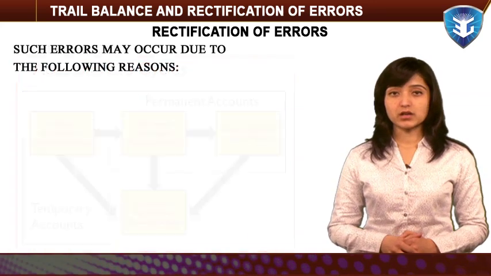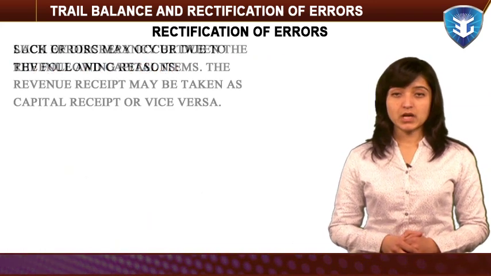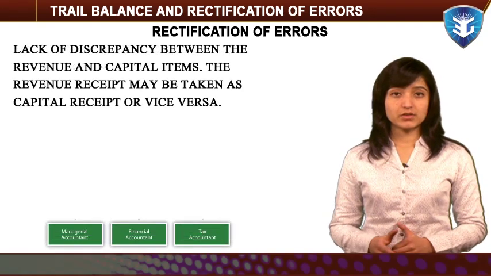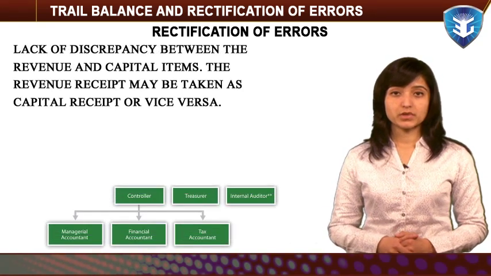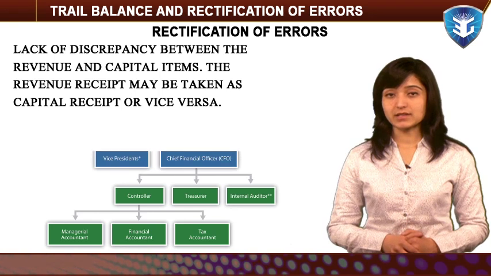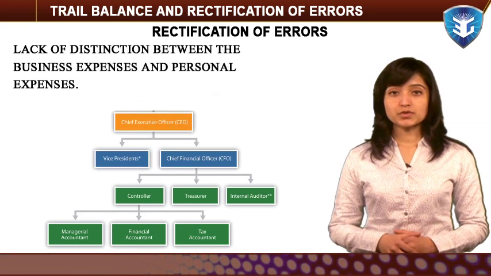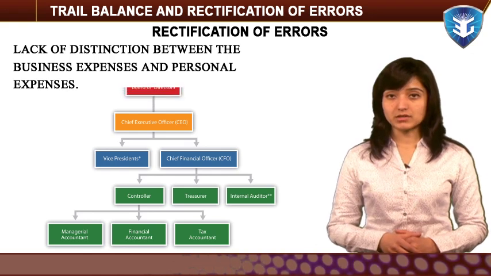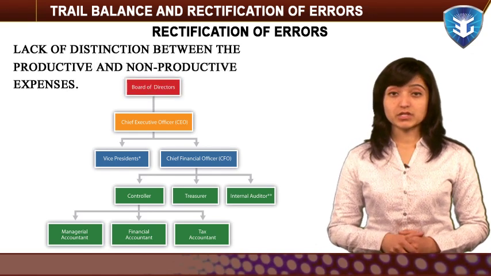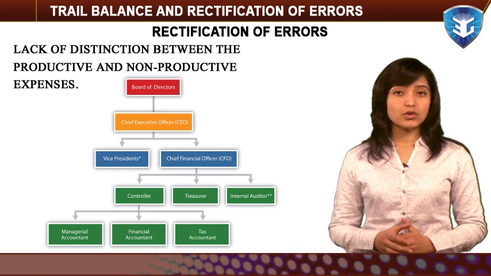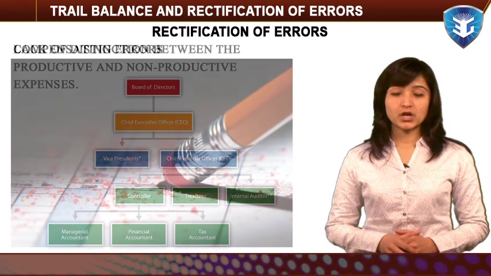Such errors may occur due to the following reasons: lack of distinction between the revenue and capital items. The revenue receipt may be taken as capital receipt or vice versa. Lack of distinction between the business expenses and personal expenses. Lack of distinction between the productive and non-productive expenses.